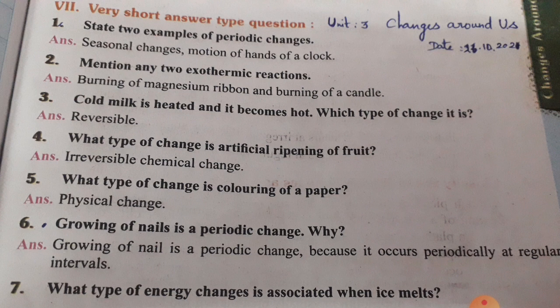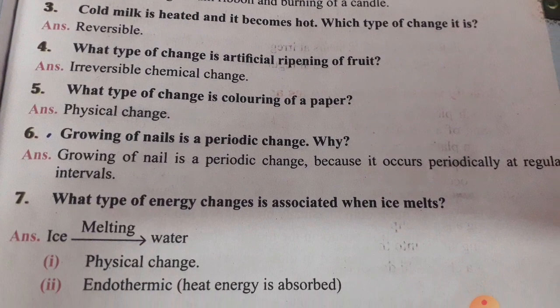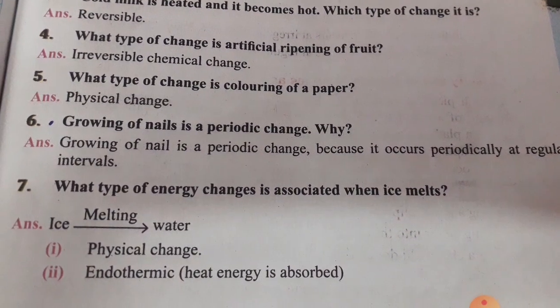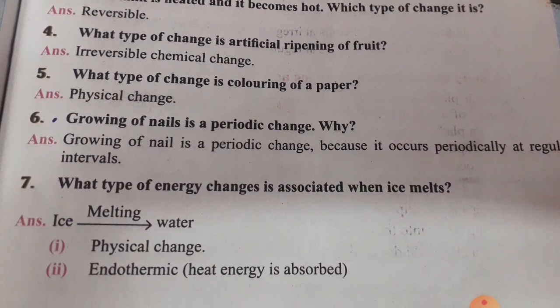Fourth one, what type of change is artificial ripening of fruit? It is an irreversible chemical change. Fifth one, what type of change is coloring of a paper? It's a physical change. And sixth one, growing of a nail is a periodic change. Why? Growing of a nail is a periodic change because it occurs periodically at regular intervals. And the last question, what type of energy change is associated when ice melts? Ice gives water, so you get a physical change and it is endothermic. Endothermic means heat is absorbed.